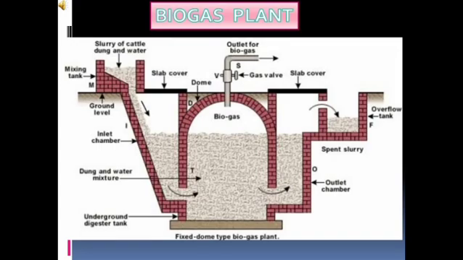Then there is a valve V over there. It's written gas valve. Then we have S. S is your outlet for the biogas. Then we just move to the right side. We have O. This is your outlet chamber. From here the slurry and water will also pass. And then we have an F tank, that is your overflow tank.